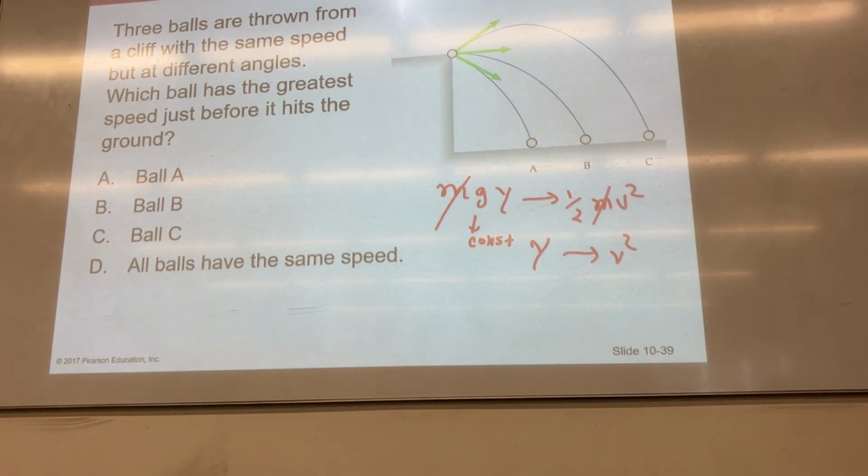Well, doesn't C have the maximum height because the angle is going up? So then wouldn't it be C? But the speed is the same. Even though it goes to maximum height, the transformation of the height to the speed is the same. Okay. Yeah.